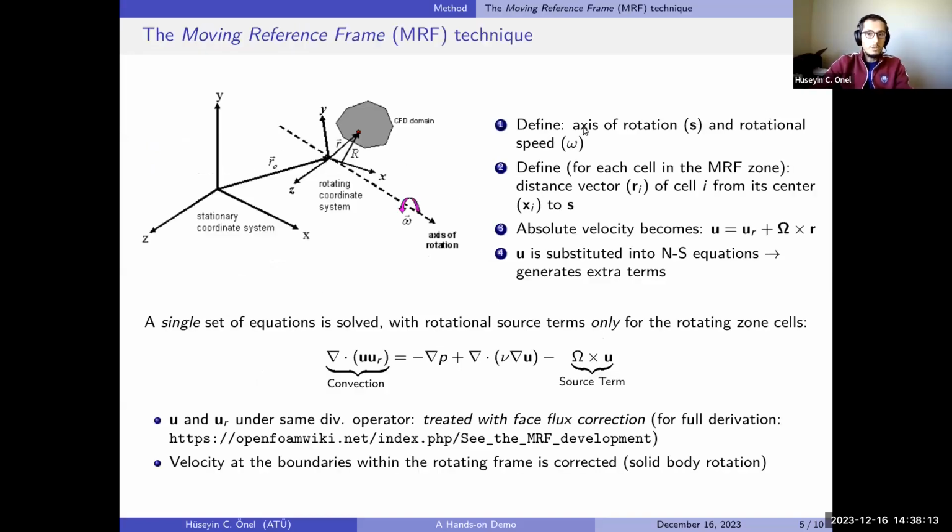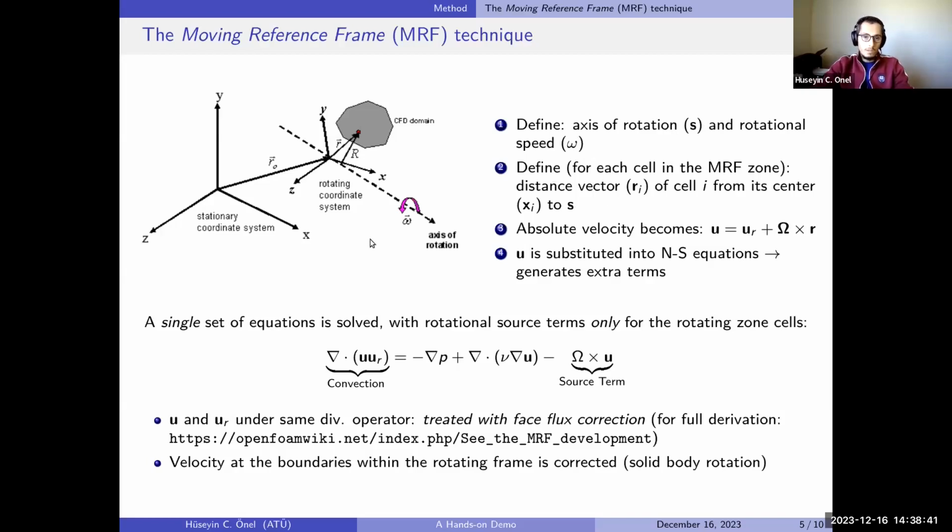So what about the moving reference frame? Moving reference frame is a technique that can run in steady state. So it is kind of a difficult thing to grasp. First you define a rotating axis of rotation. For the MRF zone, within the solution domain, you define a small zone which actually rotates.